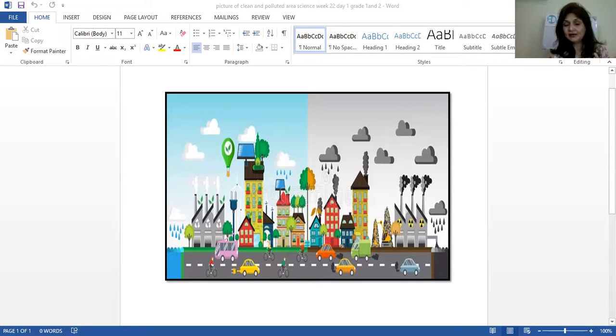You can see the comparison. You can compare these two pictures, how clean this area is looking and how dirty this area. Although factories, it's the same picture. Factories are also here, buildings are also here, but no smoke is coming out from the cars. So it makes the area look clean. Whereas here, it makes the area look dirty. One area was clean, one area was dirty. Right?